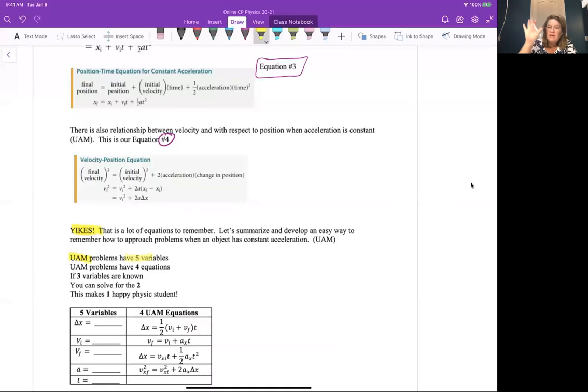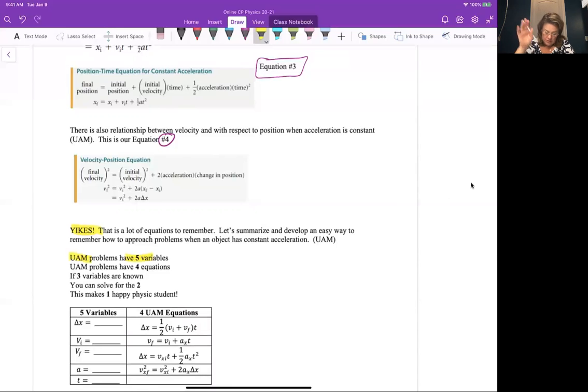UAM problems, we have 5 variables. And if you were in class, I'd make you say this over and over again. How many variables are there, guys? 5 variables. And then I make you list them. We have 5 variables. We have 4 equations, which you have on your equation sheet. If I know 3 of those variables, I can solve for the other 2. And that makes for one happy physics student, happy teacher, happy parent, because you have an A in the class.